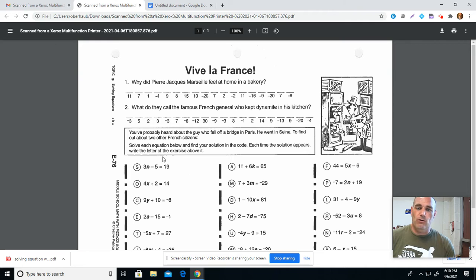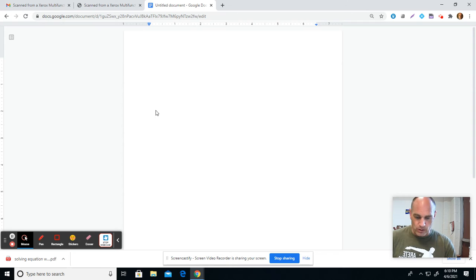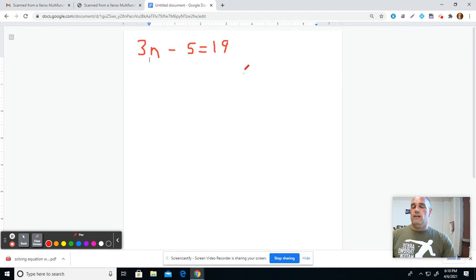So what I'm going to do, so I have a little more space, is there's a worksheet. This is the worksheet you're going to do today. I'm going to do the first three or four going down. So I'm just going to take this one and I'm going to rewrite it on a different sheet. So let's see. So the first problem is 3n minus 5 equals 19.